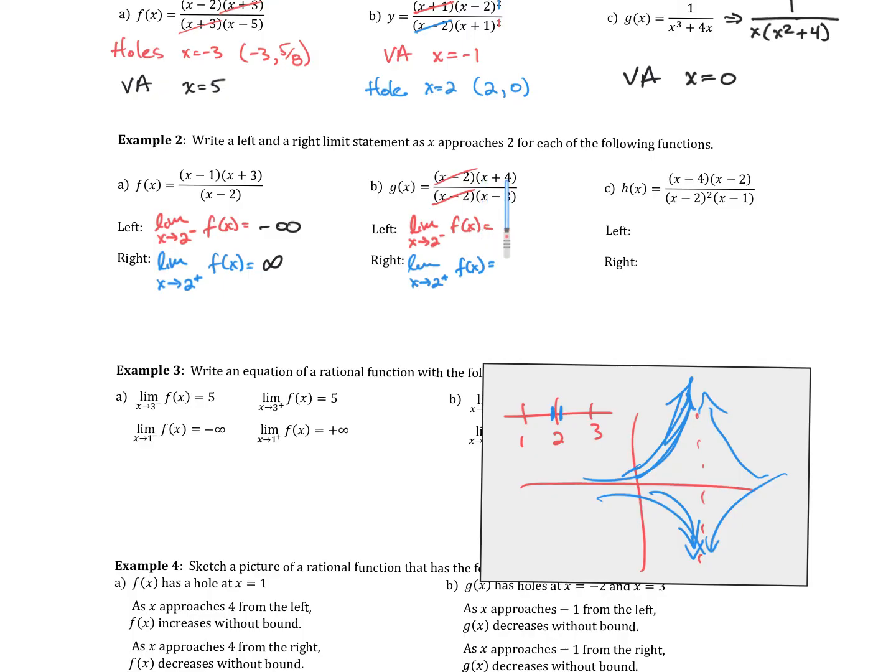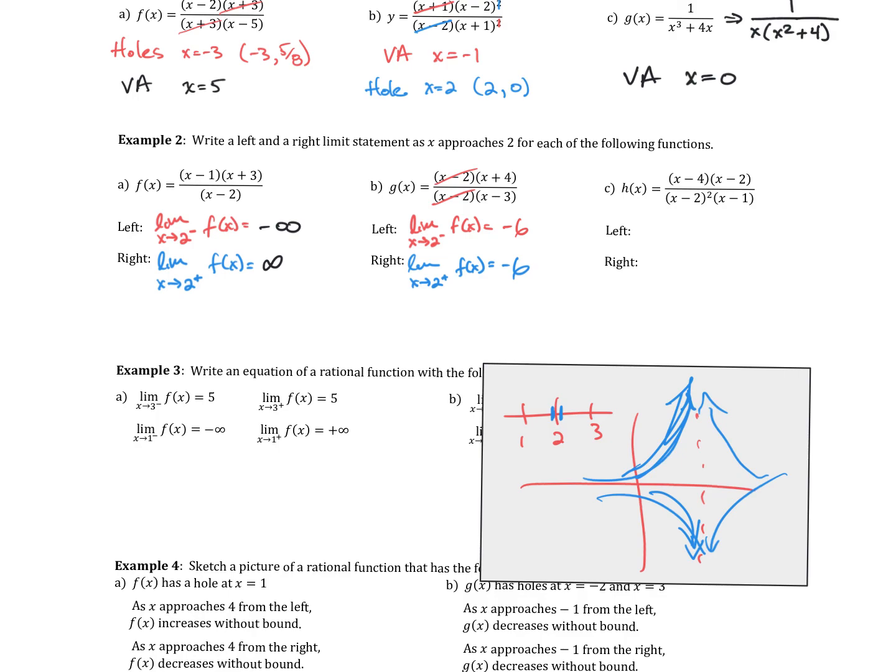So 2 plus 4 is 6 over negative 1. So I have 6 over negative 1, which is what? Negative 6. And guess what 2 from the right is still going to be? Negative 6. All right? Because at a hole, we don't need to go a little bit left and a little bit right. It's just going to be a hole there. We just substituted into my simpler function. All right, let's look at this next one.